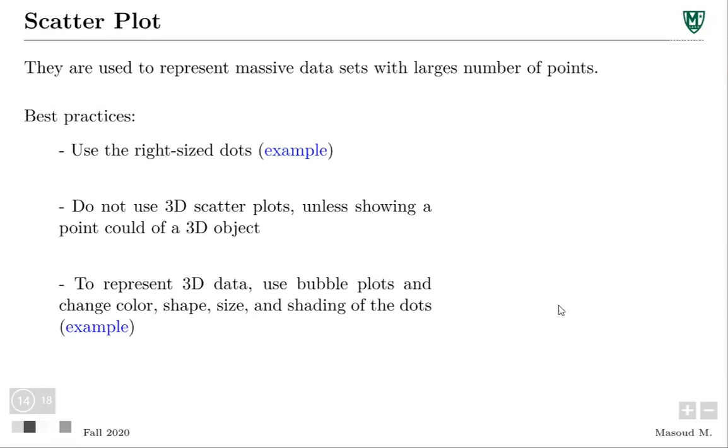Last thing, in case you have 3D data and you want to show more than 2 variables in a plot, use a bubble plot. The bubble plot I was talking about when I was discussing different types of plots: when you have 2 variables and you want to make a comparison, use a scatter plot. When you have 3 variables and you want to make a comparison, use a bubble plot.